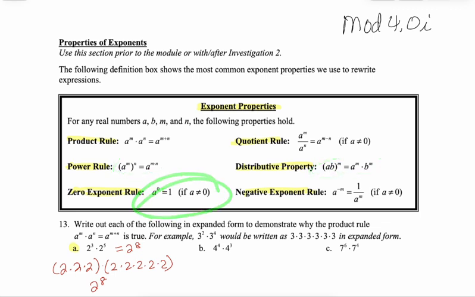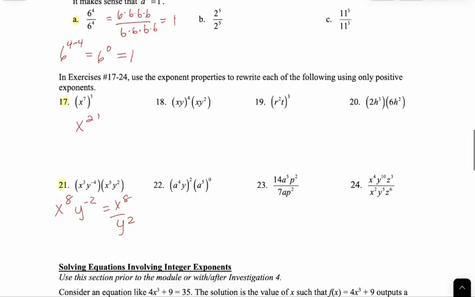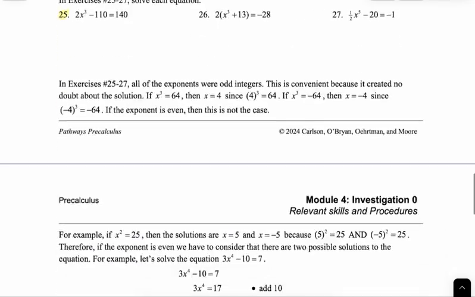Anything to the zero power is 1. A negative exponent's job is to flip whatever it's touching. It is super important that we know these rules. We're going to have to use them in multiple different ways, so don't forget these rules. Now, we've already done these ones, so now let's jump down to some of the equations that we see.